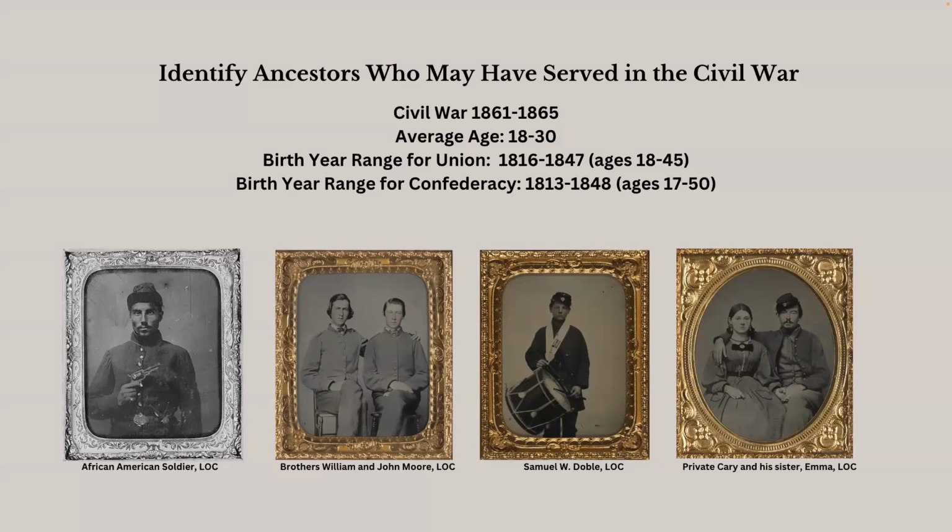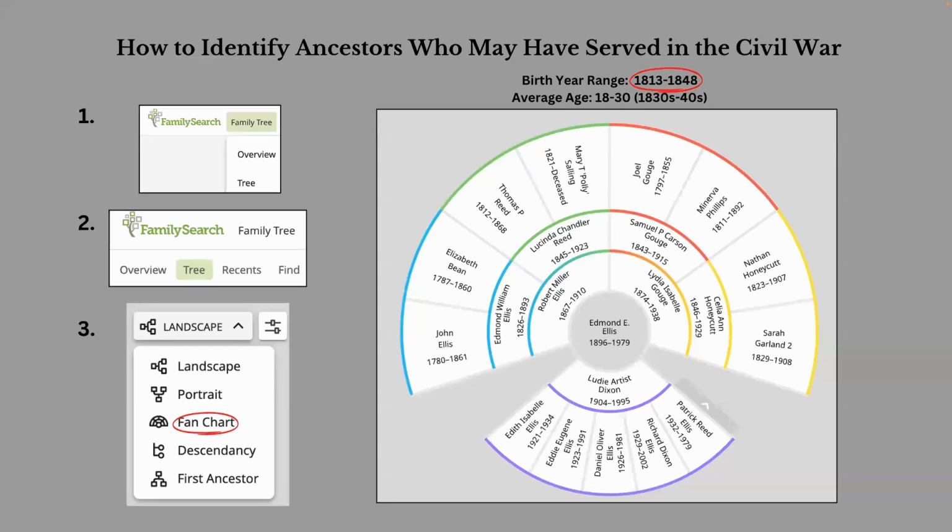Okay, most soldiers were men between the ages of 18 to 30. So they were born between 1831 and 1846. However, the typical years of birth could range between 1813 to 1848. So here's Union ages, here's Confederacy ages, and the years that they could have been born in. So look at your pedigree chart and write down the names of your ancestors whose birth years fall between 1813 to 1848.